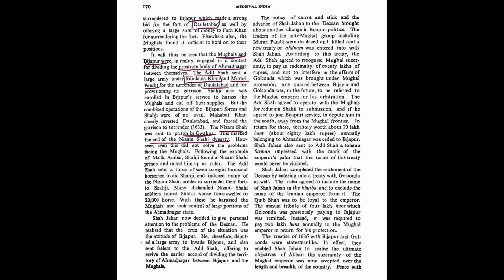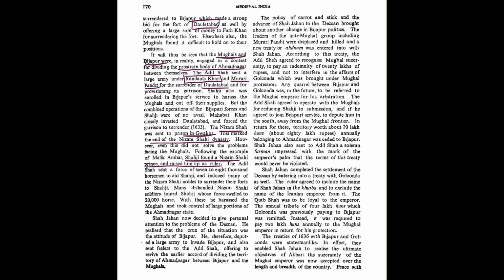Following the example of Malik Ambar, Shahji found a Nizam Shahi prince and raised him up as a ruler. The Adil Shah sent a force of 7 to 8,000 horsemen to aid Shahji and induced many of the Nizam Shahi nobles to surrender their forts to Shahji. Many disbanded Nizam Shahi soldiers joined Shahji, whose forces swelled to 20,000 horse. With these, he harassed the Mughals and took control of large portions of the Ahmednagar state.